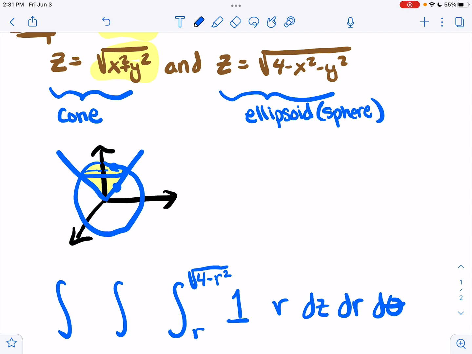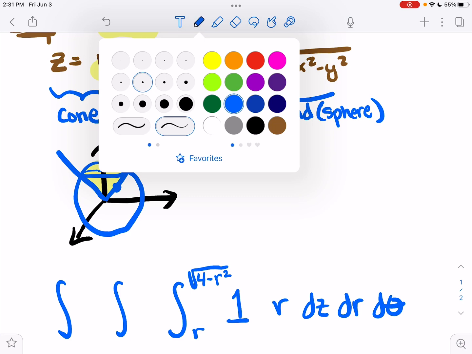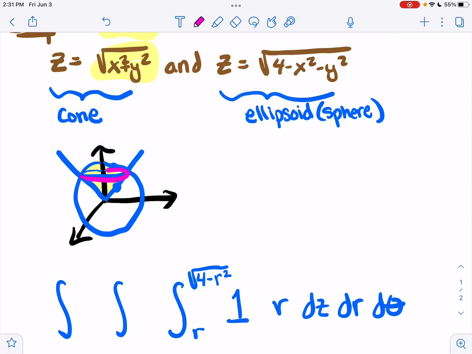Now we have to figure out the bounds for r and theta. To do that, we've got to figure out what this intersection between the cone and the sphere is. And so the intersection, we did this previously in a couple of problems. We set the surfaces equal to each other. So we have the square root of 4 minus r squared, that's the sphere, and we have r, which is the cone.